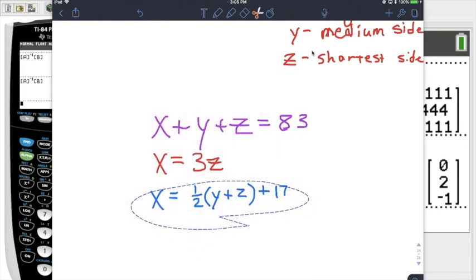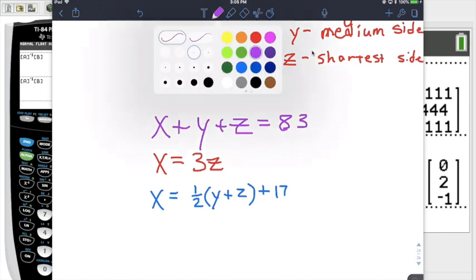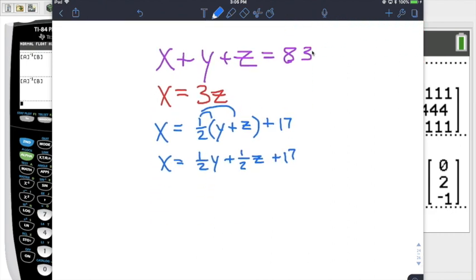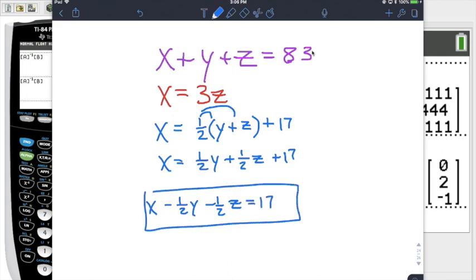Style, there we go. Just so I have them color-coded here, you can follow easier. So we do need to distribute this 1/2, which is going to be kind of weird looking, but it'll be 1/2 y plus 1/2 z, and then plus 17. Typically we want all the variables on one side of an equation and everything else on the other side. So we're going to subtract this 1/2 x over and the 1/2 z over. So it'll be x minus 1/2 y minus 1/2 z, and then equals 17. So that is one of the equations we're going to use.